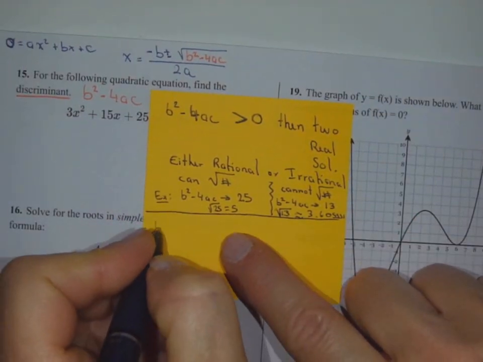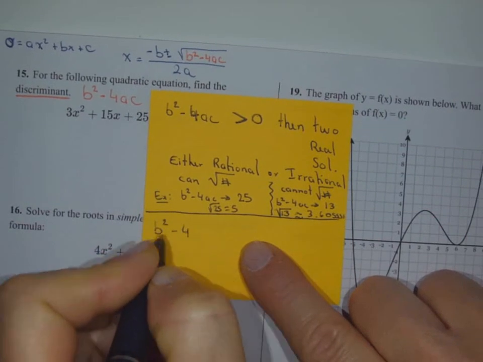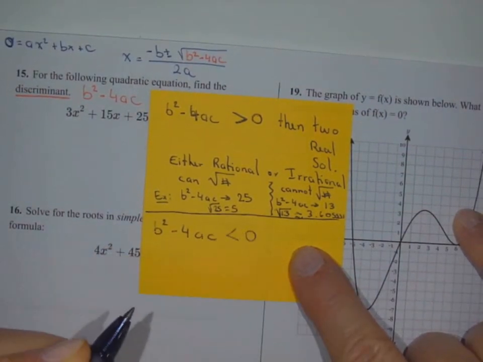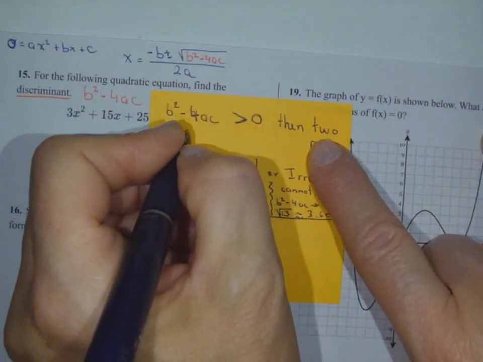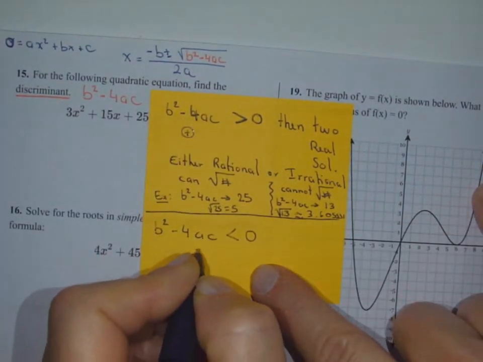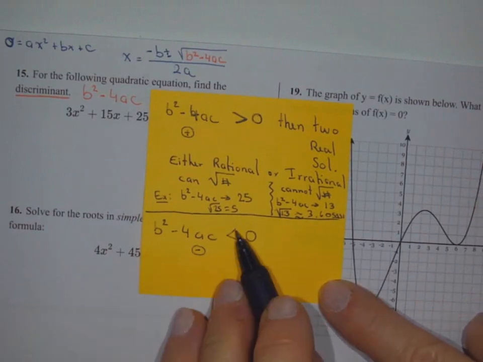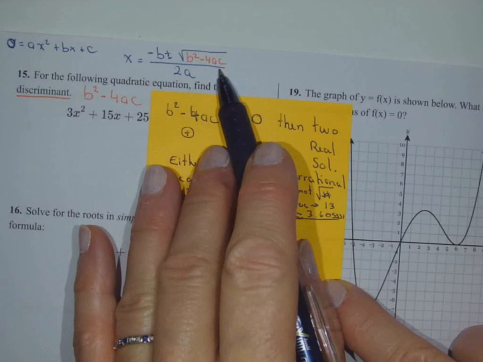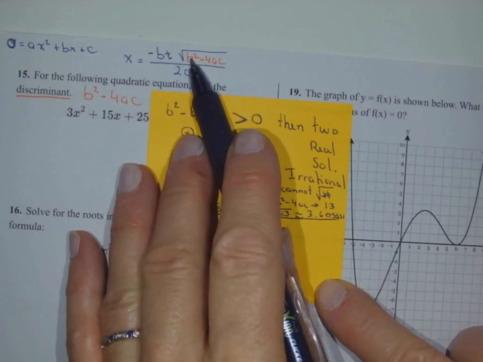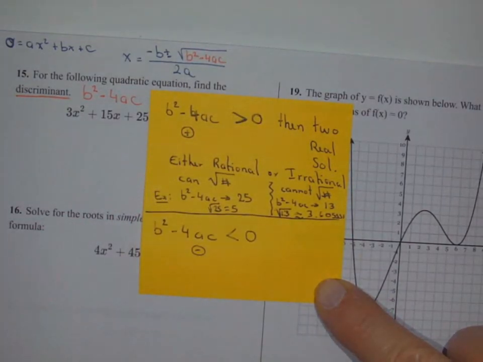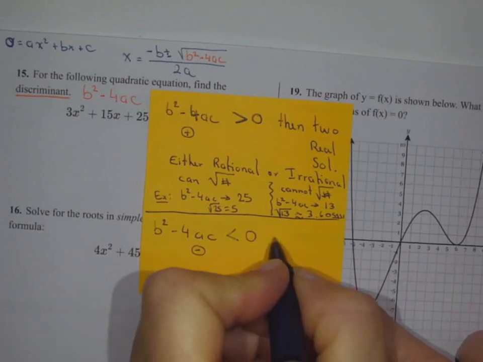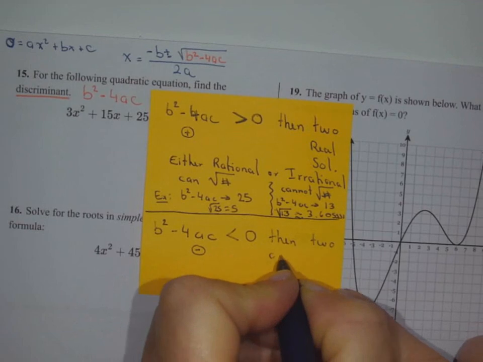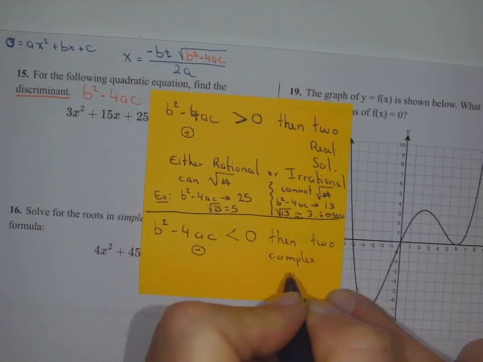All right. Next case scenario. b squared minus 4ac is less than 0. So here we said that means positive, and this means negative. So you have a negative number. Well, if you have a negative number underneath the square root, you know that you cannot take the square root of a negative number and end up with a real number. You would end up with two complex solutions.